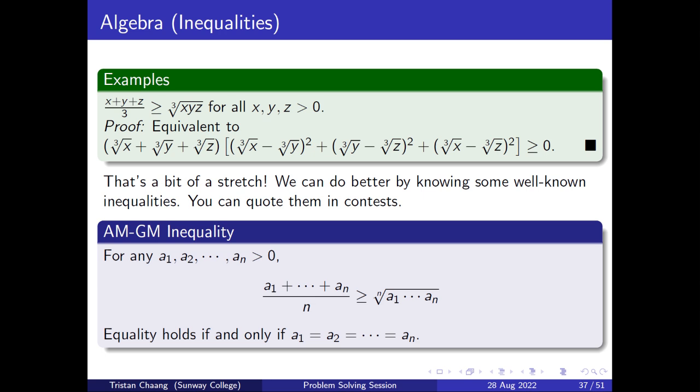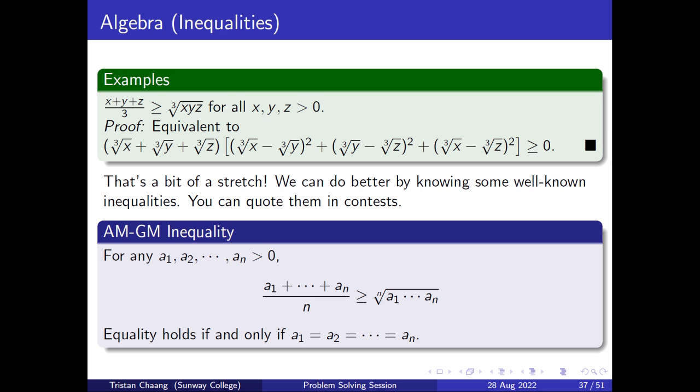So therefore, there are some well-known inequalities that we can just know or even memorize, and then use those inequalities in different situations. Like for example, this green example here is actually a specific case of what we call the AM-GM inequality. The first one is the arithmetic mean. Arithmetic mean is just the usual way we take averages, right? Add them up, divide by the number of items.